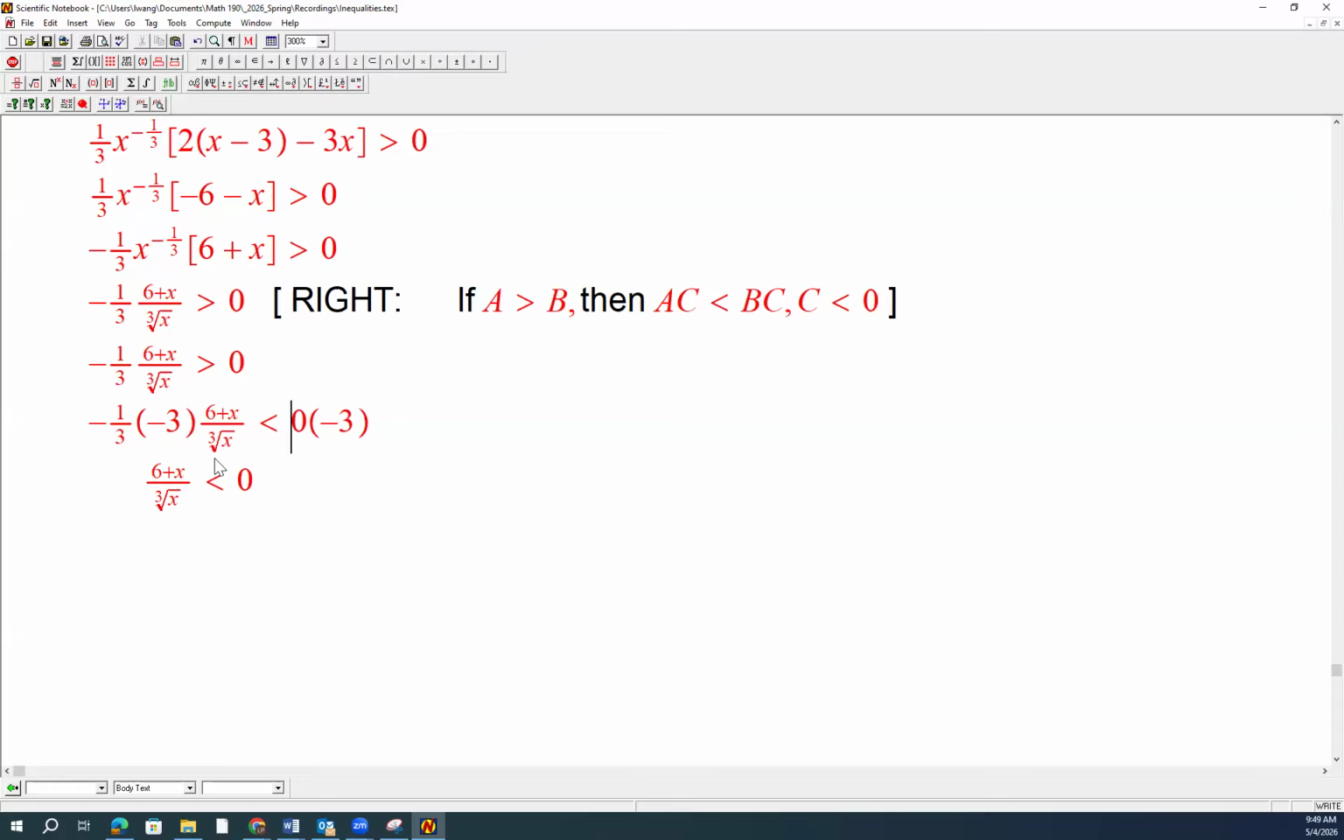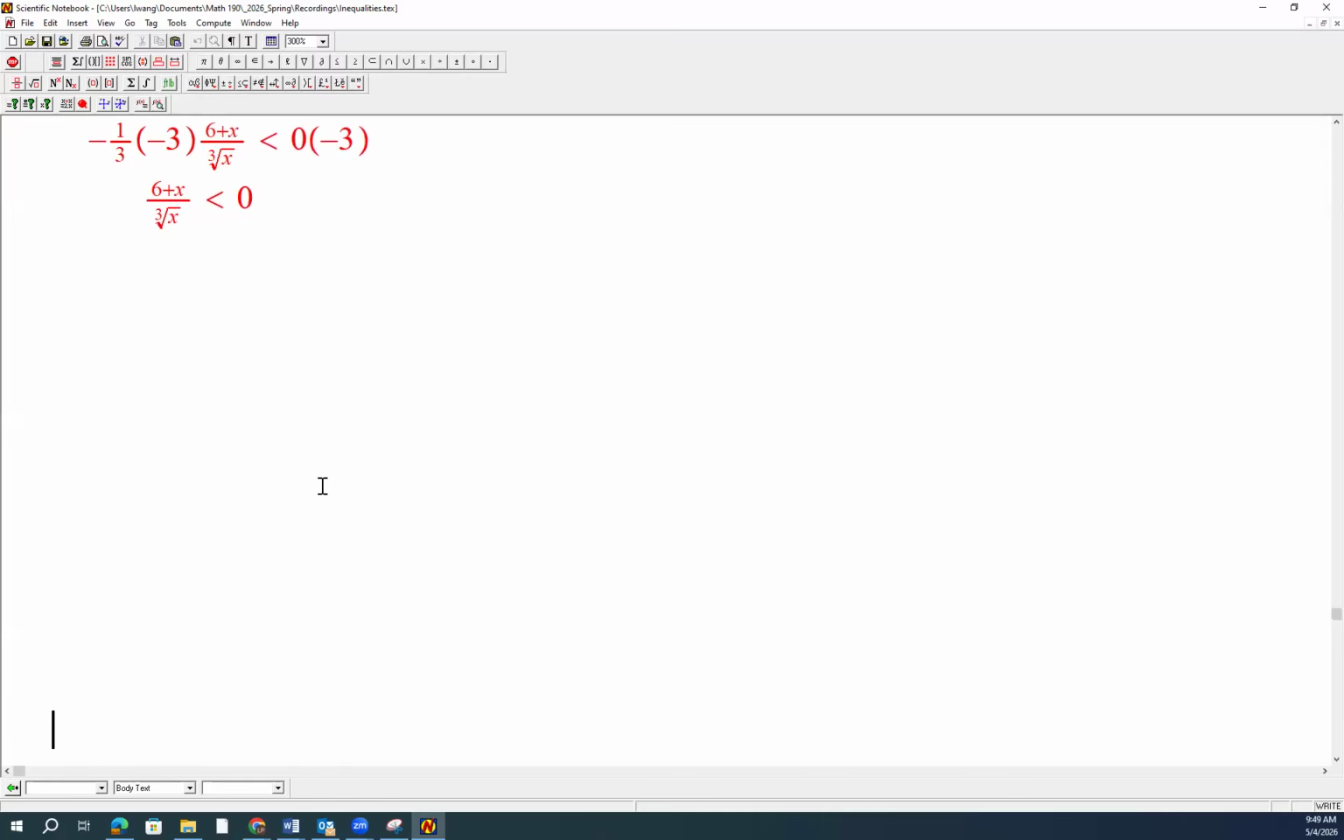So now we're solving an inequality. And you know that we cannot multiply both sides by cubic root of x. What can we do? We work with the sign. Okay, so we work with the sign of the denominator, cubic root of x, on our number line. This is our 0.